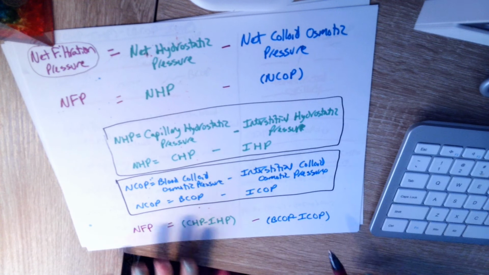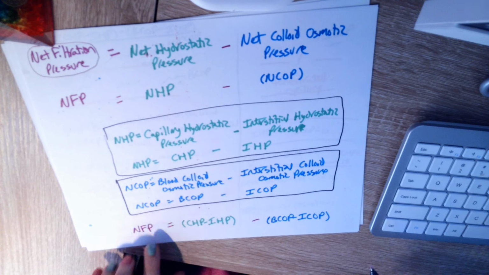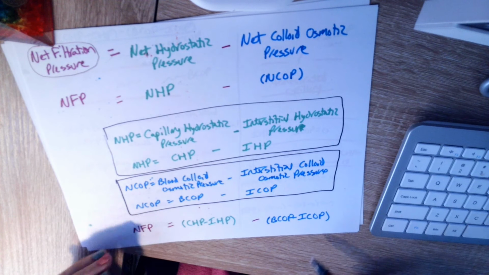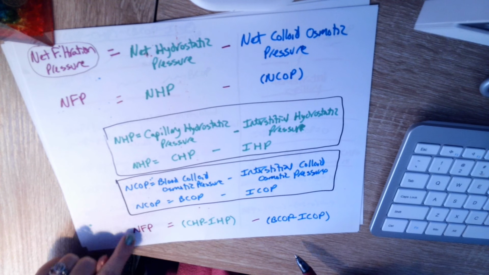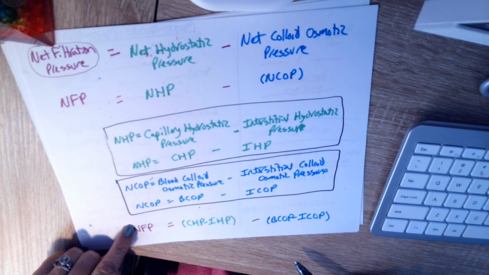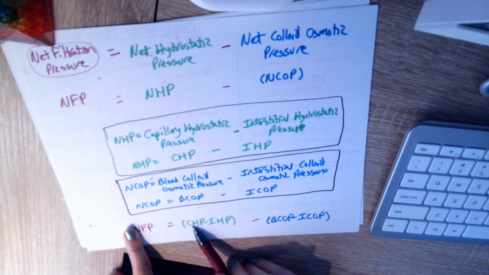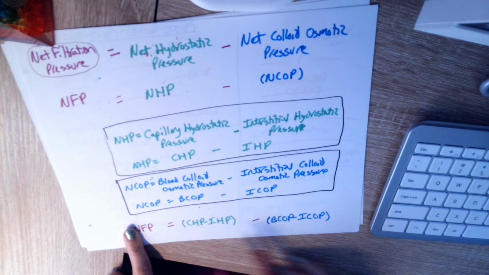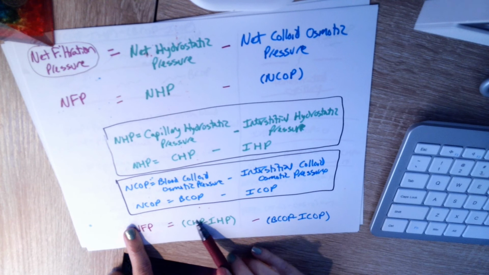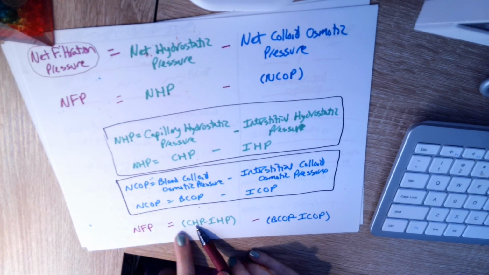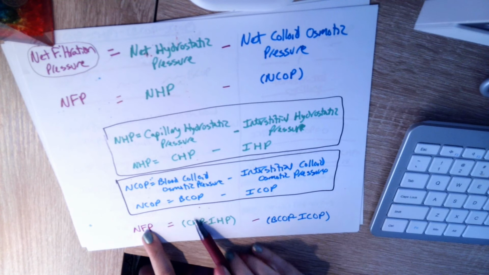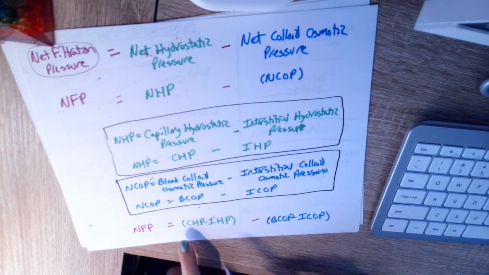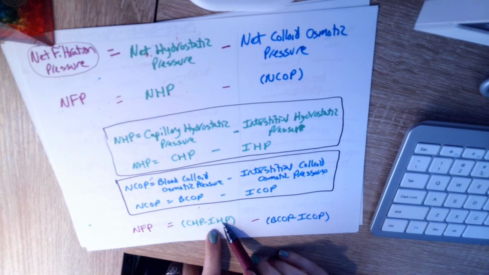If you just think of this mathematically, and I know nobody likes to think of things mathematically, but it's not that intense of math. Just think, the higher this number, the more filtration you have. And this is the thing that you're subtracting things from. So the higher this number is, the higher your net filtration pressure is going to tend to be. So this would work towards increasing filtration, pushing things out. That capillary hydrostatic pressure is pushing things out of the blood. Now you're subtracting the interstitial hydrostatic pressure from it, so that's going to be trying to reduce that number here.